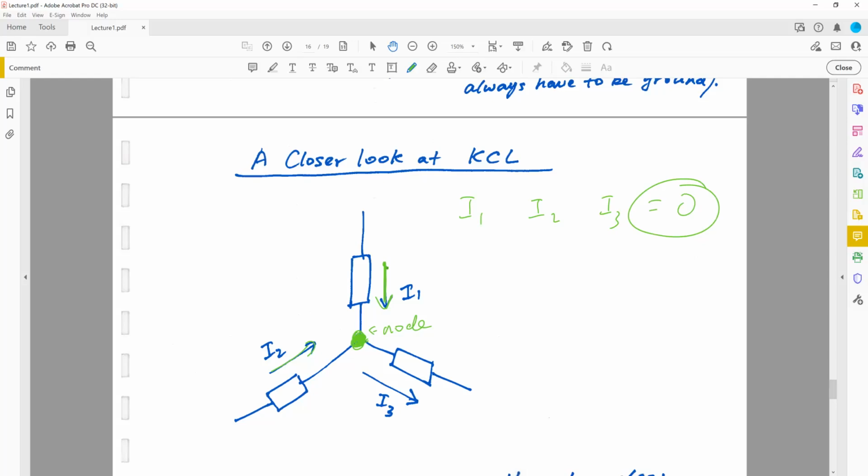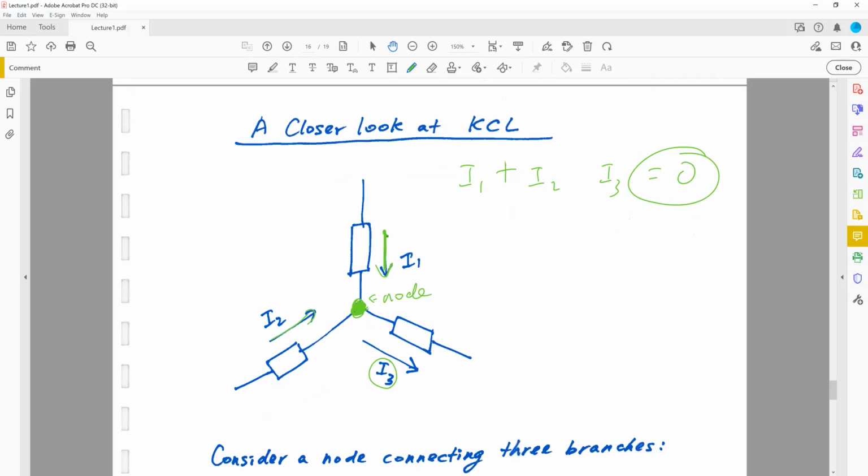So what is entering the node? I1 is entering the node. I2 is entering the node. I add them up. But is I3 entering the node? No, right? I3 is leaving the node. So instead of making this I3 flow out of the node, what do I have to do? What do I need to do here?